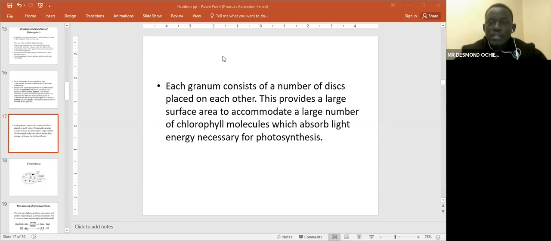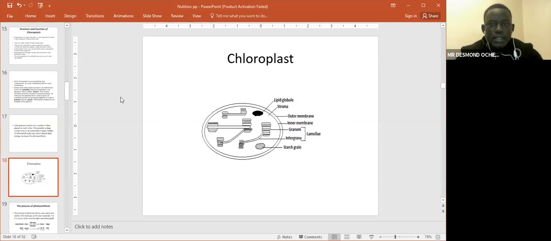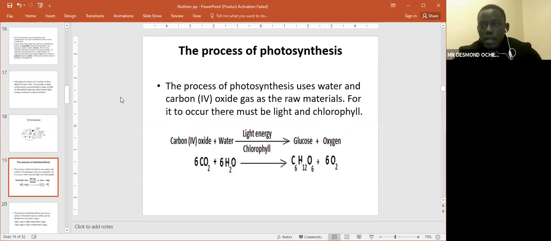Now, each granum consists of a number of discs which are placed on each other. This provides a large surface area to accommodate a large number of chlorophyll molecules which absorb enough light necessary for the process of photosynthesis. Okay. And as you can see, there is a diagram of the chloroplast which we started by looking at earlier. So I want us to look now at the actual process of photosynthesis which occurs inside the chloroplast.